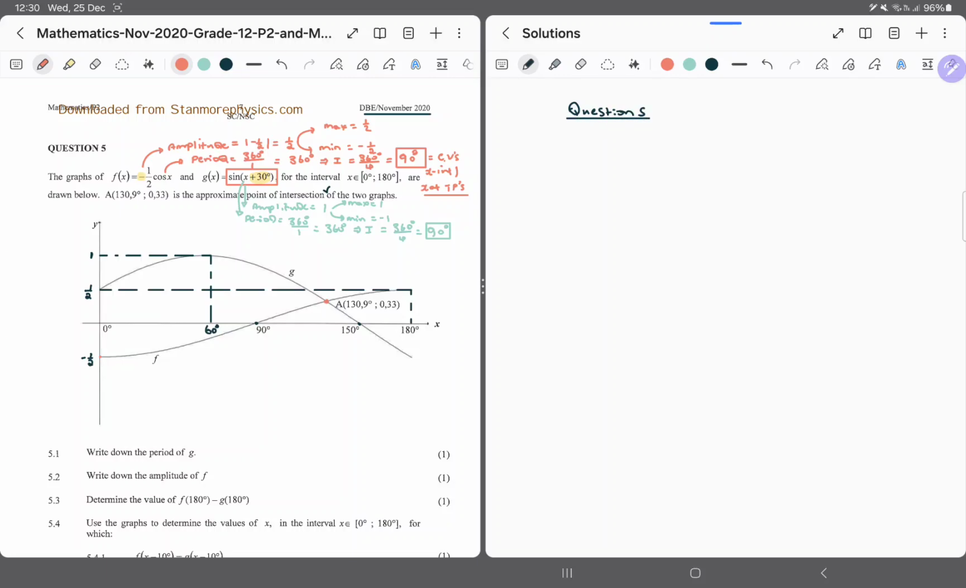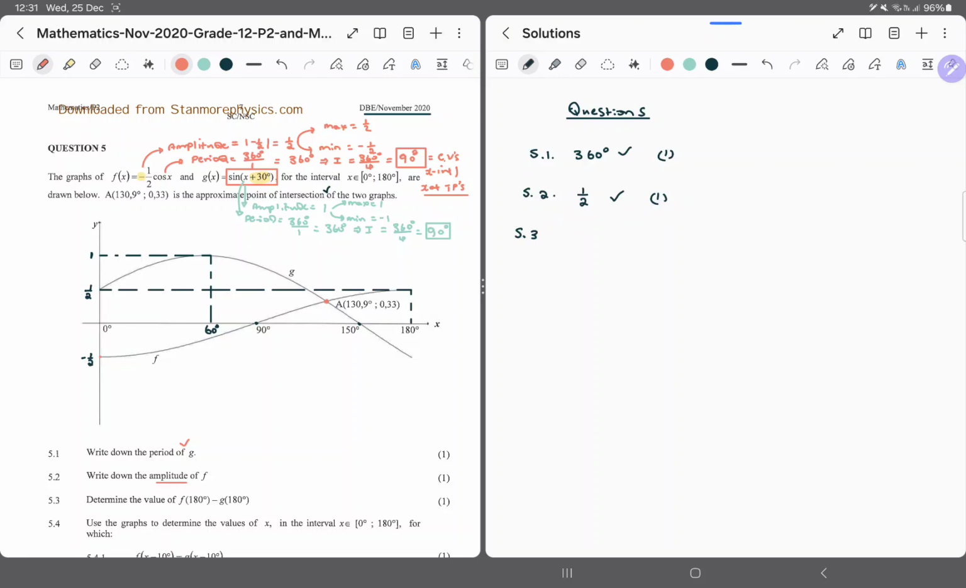Now question 5.1 says we need to write down the period of G. Can you see? We've done it. 360 degrees. 5.2, write down the amplitude of F. Remember, we take the absolute value of the coefficient of that function. Okay, so this is 1 mark each.